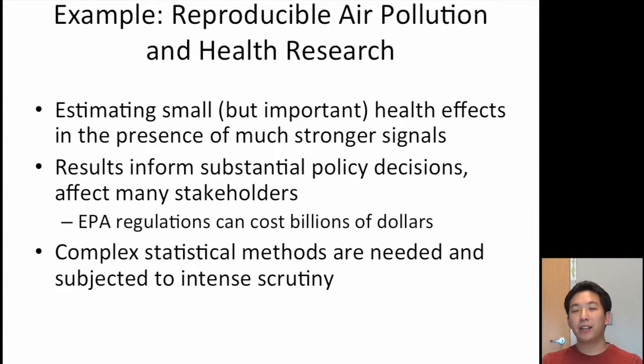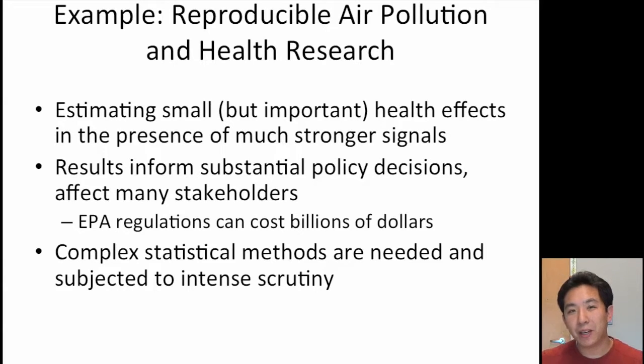So one example from research that I've conducted is in the area of air pollution and health. Now, air pollution and health is a big field, and it is a confluence of features that make reproducibility very important in this area. The first is that we're estimating very small but very important public health effects in the presence of much stronger signals. So you can think about air pollution as something that's perhaps harmful, but even if it were harmful, there are many other things that are going to be more harmful that you have to worry about. And so pollution is not going to be at the very top of the list of things that will harm you.